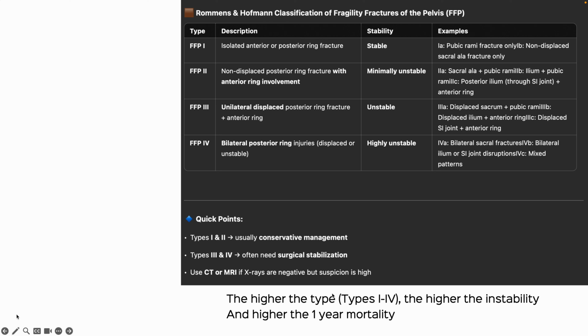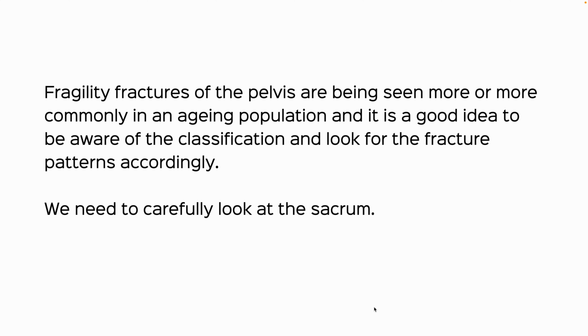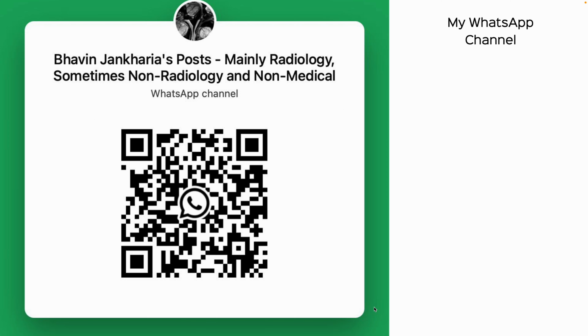The idea is that the higher the type, the higher the instability, and the higher the 1 year mortality. And a bunch of studies after the first seminal paper have shown this. So these are being seen more and more commonly in an aging population. So it's a good idea to be aware of the classification. For that, we need to carefully look at the sacrum each time, and 3D CT helps make this easier.